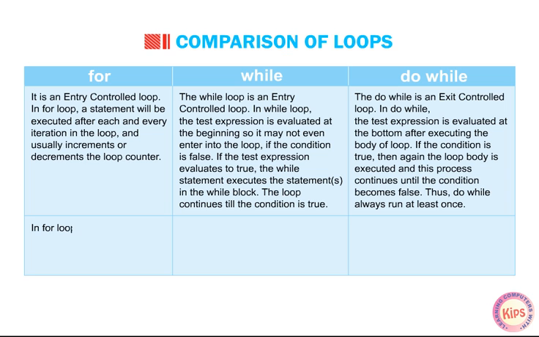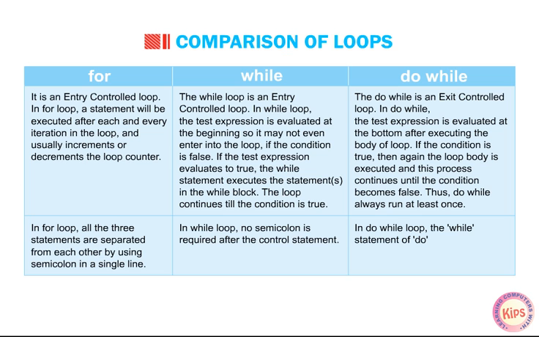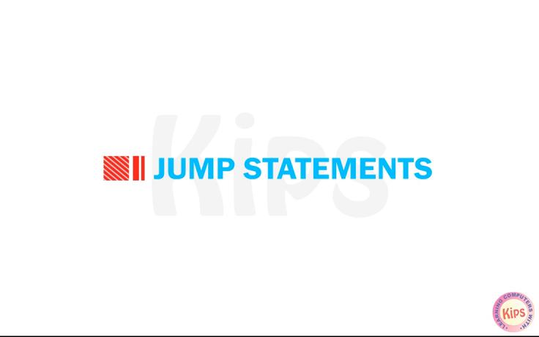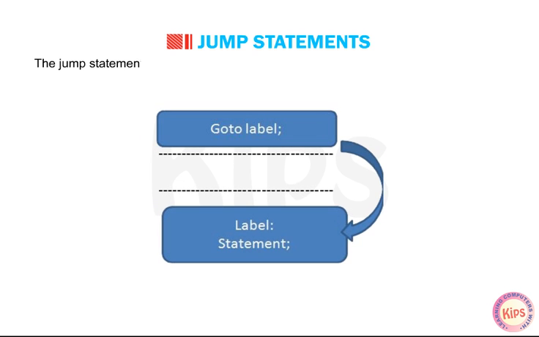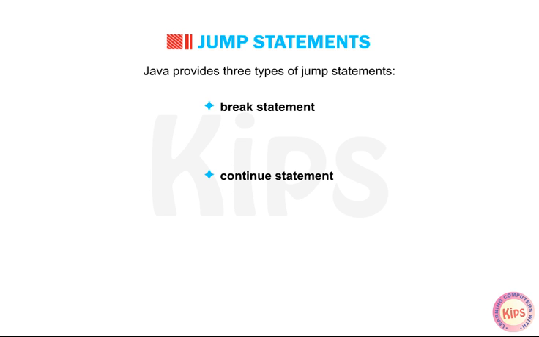For. In for loop, all the three statements are separated from each other by using semicolon in a single line. While. In while loop, no semicolon is required after the control statement. Do while. In do while loop, the while statement of do must be terminated by a semicolon. Let us talk about jump statements. The jump statements are used to transfer the program control unconditionally to some other location. Java provides three types of jump statements: break statement, continue statement, and return statement.